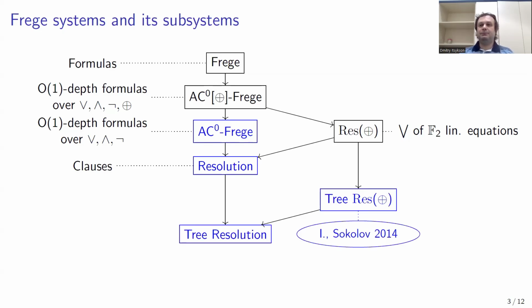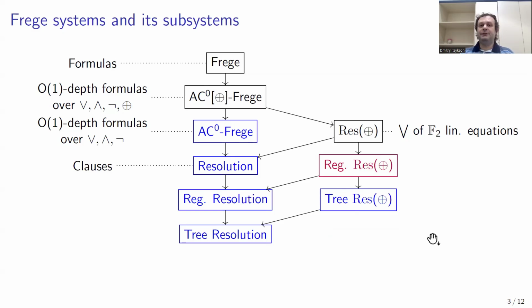The first superpolynomial lower bound for the tree-like version was proved 10 years ago by Dmitry Sokolov and myself. Since that time, many approaches for proving lower bounds in the tree-like case have been developed. In this paper, we make significant progress and prove the first lower bound for an essentially DAG-like fragment of resolution over parities, regular resolution over parities.